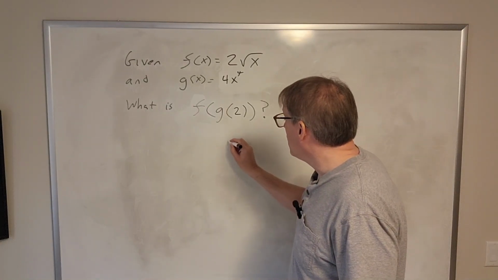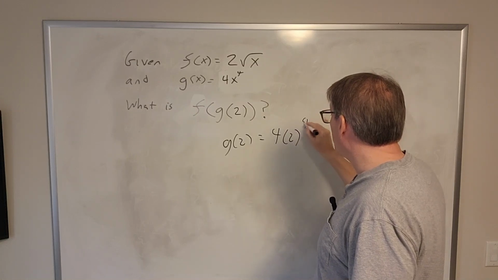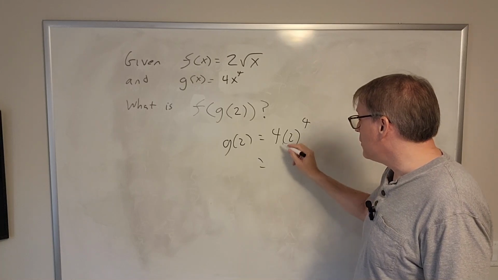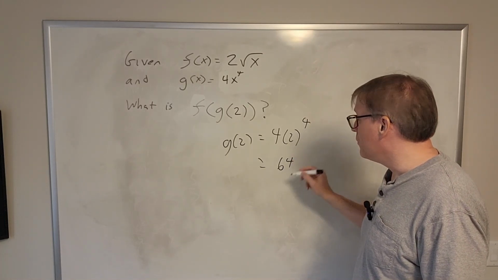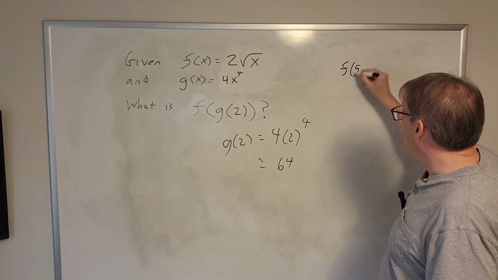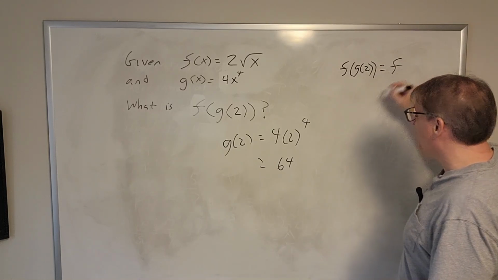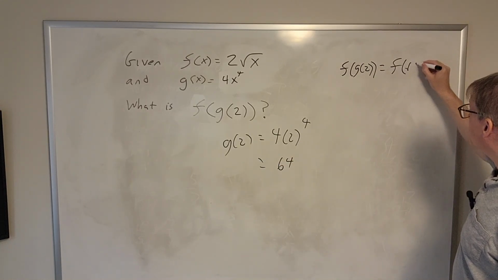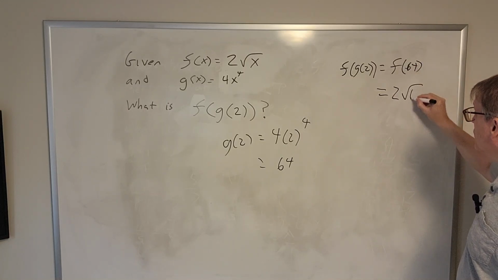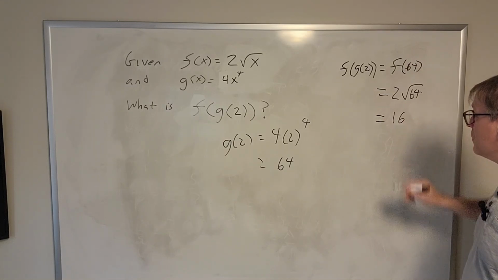All right. g of 2 is equal to 4 times 2 to the 4th power, because g of x is 4 times x to the 4th power. 2 to the 4th power is 16. 4 times 16 is 64. Done. So f of g of 2 will equal f of 64, since g of 2 is 64. And that's going to equal 2 times the square root of 64. Well, the square root of 64 is 8. 2 times 8 is 16.